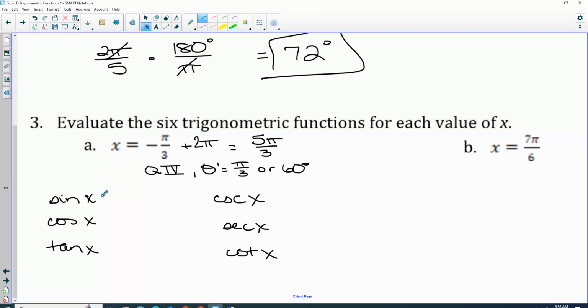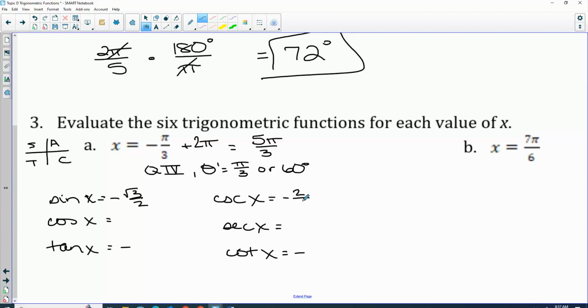Okay, so in quadrant 4, you remember all students take calculus. Cosine is positive. That means its reciprocal secant is also positive. The other 4 trig functions would be negative. Right, so then we just think about our 60 degrees. So the sine of 60, if you do the hand trick, you fold in your 60. Sine, square root of the top over 2, so radical 3 over 2.